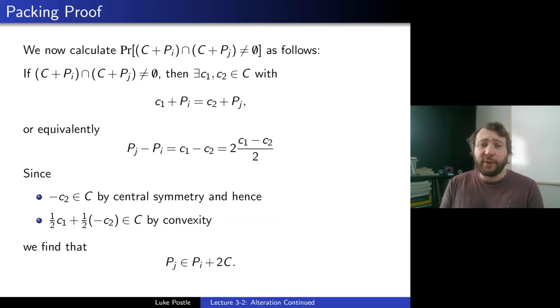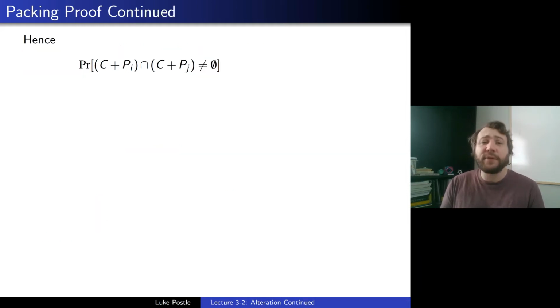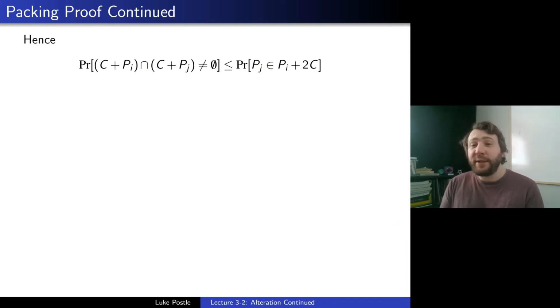We've shown that in order for them to intersect, it's equivalent to saying that our point p_j actually has to be in p_i plus twice this body, twice C. So it could be equal to p_i because C contains the origin, but anywhere within twice of the origin within the body C. So that constrains the probability really that this can happen. So now we'll proceed to calculate that probability. So it can be upper bounded by the probability that p_j is actually in this p_i plus 2C.